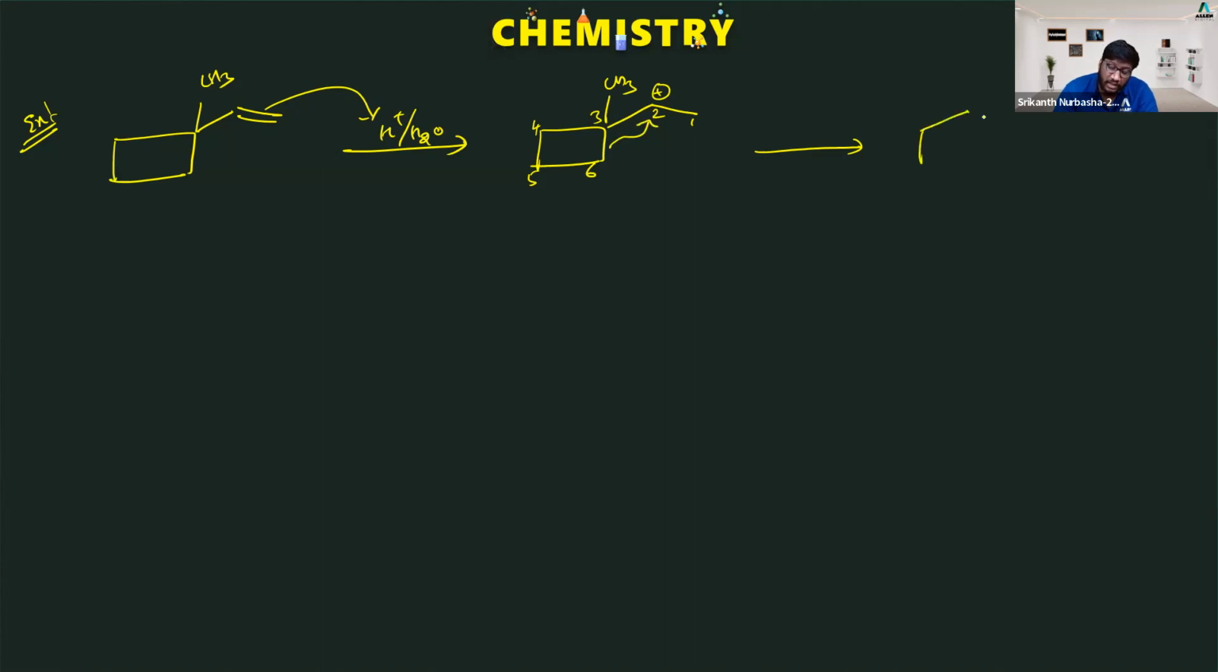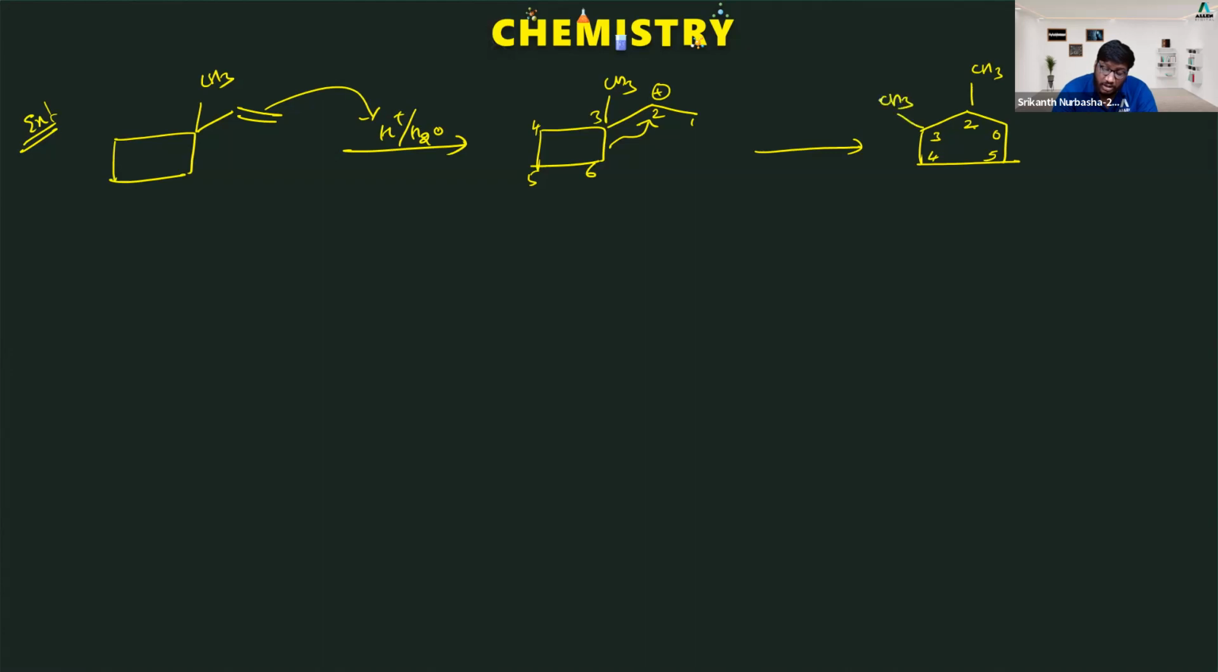So I'll simply write the 5-member ring and give numbering. Second carbon is connected to third, third to fourth, fourth to fifth, fifth to sixth. The second carbon also has a connection with the methyl, and the third carbon also has a connection with the methyl.